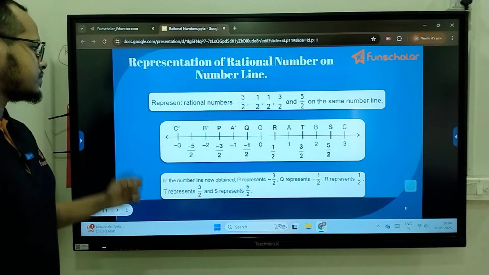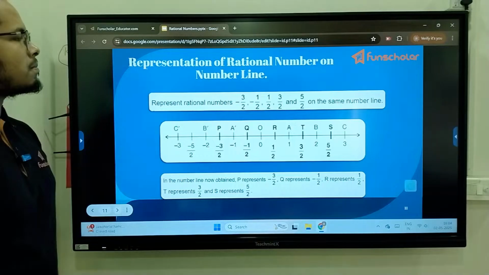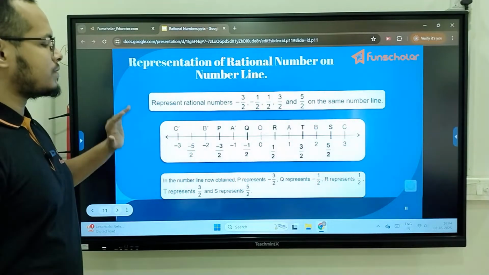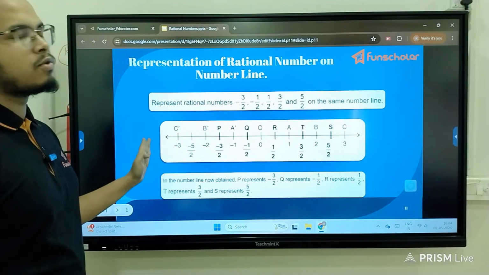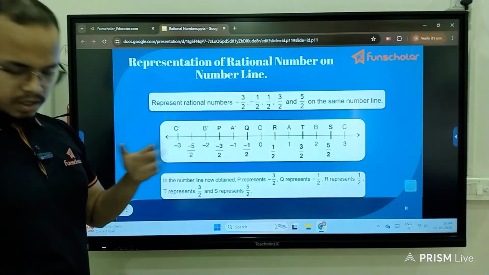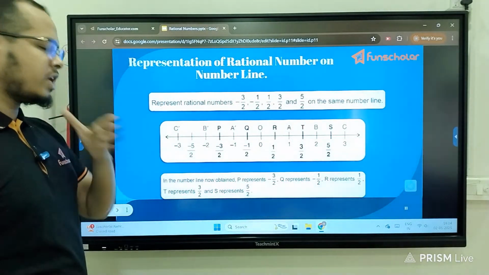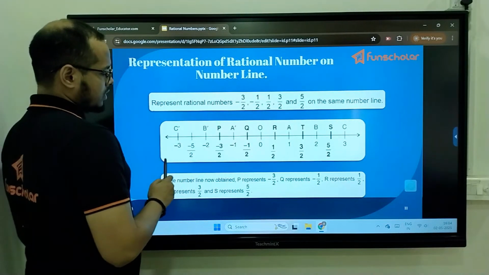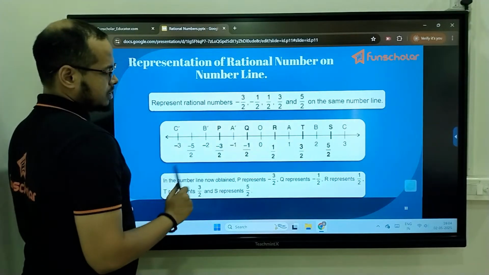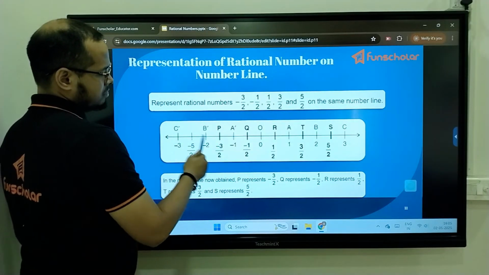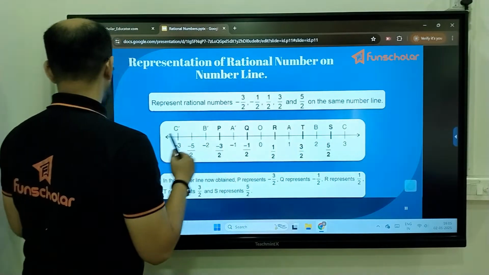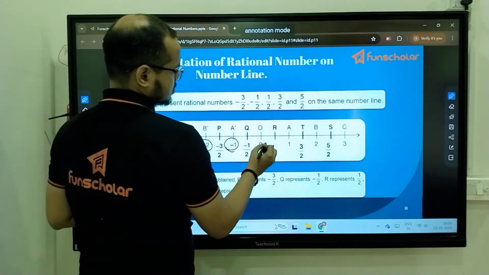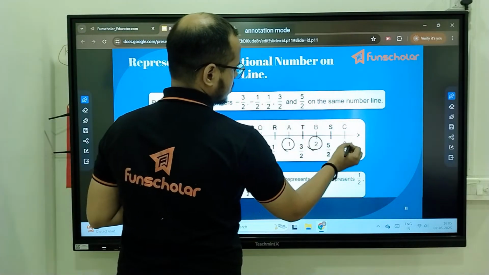Now, represent rational numbers on the number line. Firstly, we have to understand what this representation is all about. We have already done number line representation in the case of integers, so let's find it out for this one. See, there is a number line present here. It has minus 3, minus 2, minus 1, 0, 1, 2, 3.